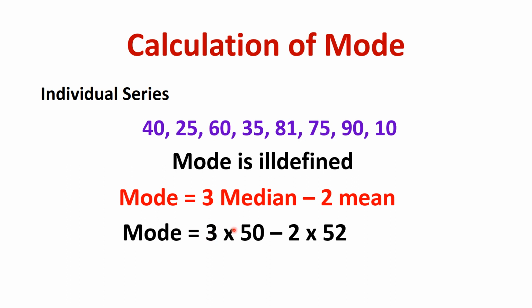Then we have to calculate the mode. 3 into median, which is 50 in this case, and mean is 52. So 3 into 50 minus 2 into 52 will give us the mode of this series. 150 minus 104, and the answer is 46. So in the case of this series, the mode is 46, but this value is not there in the series. But still, it is the mode of the given series.